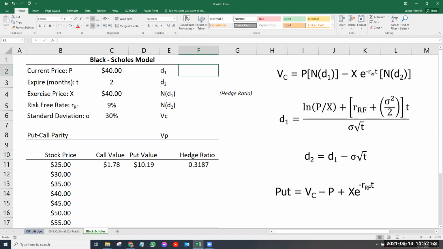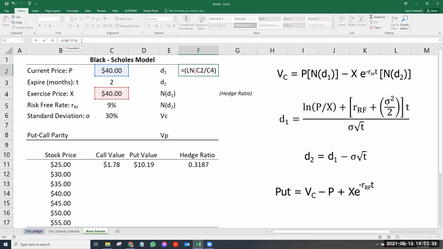All right. So D1. It says that we need to start with a natural log, ln. In Excel, fortunately, we can type ln to start getting the natural log of that formula. And we're going to grab the price. That P is the price. We're going to divide it by the exercise price, because we have the X here. That's part of the formula there.